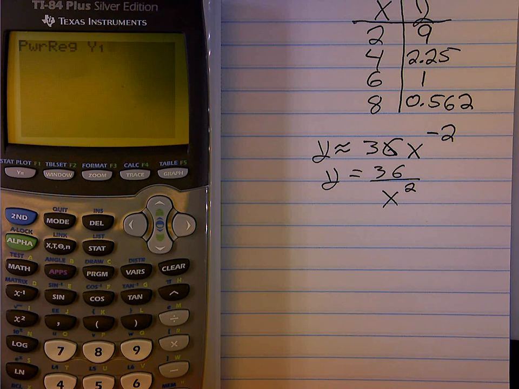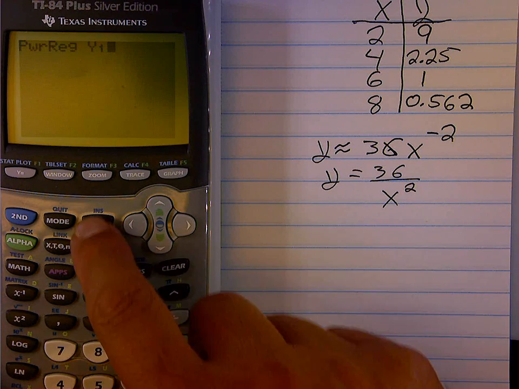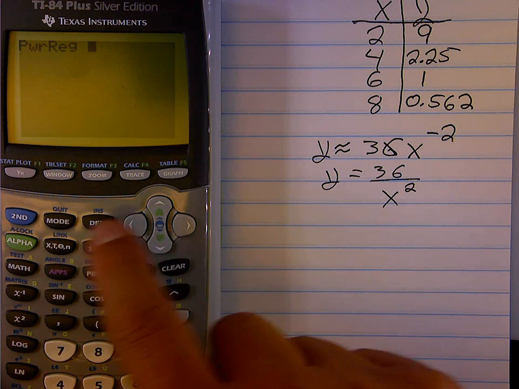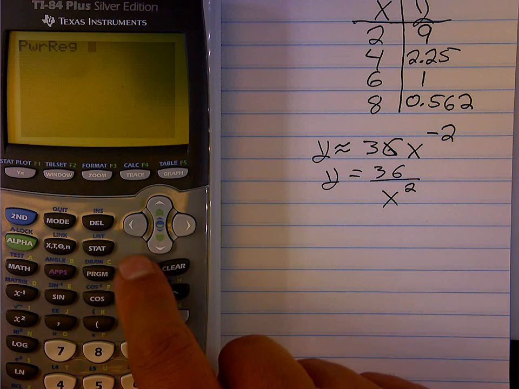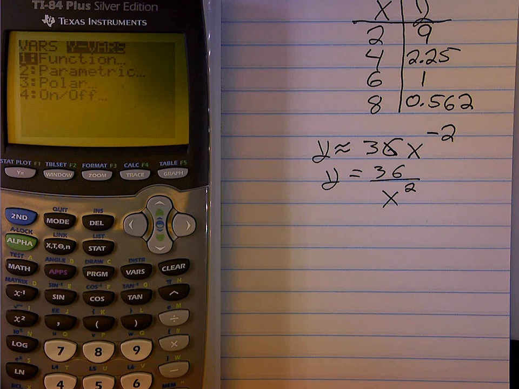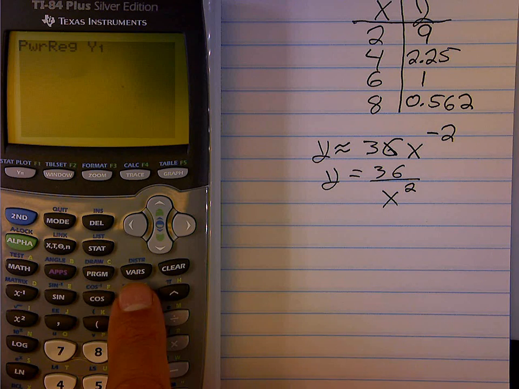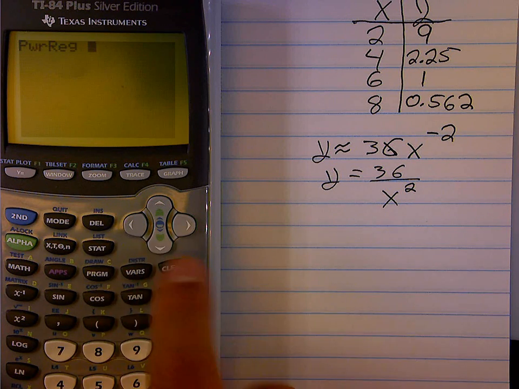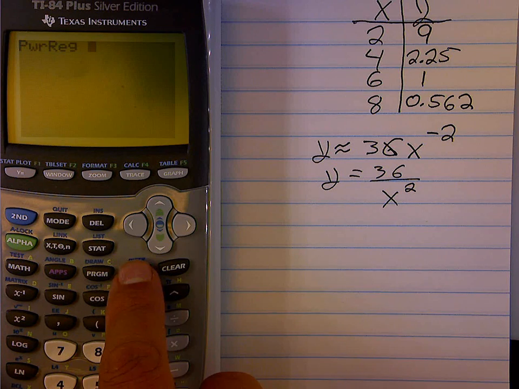Everyone okay with that? Watch one more time. Actually, variables, y variables, number 1, number 1. Variables is right there. But you have to get power regression first? I did a power regression.